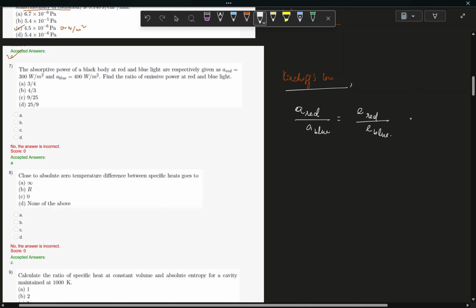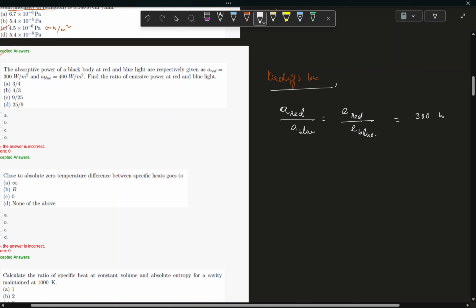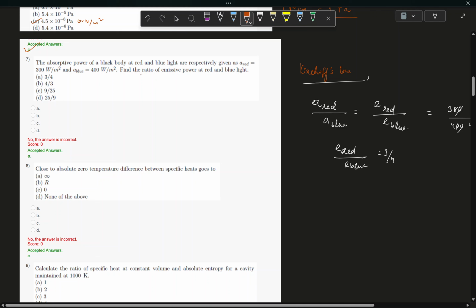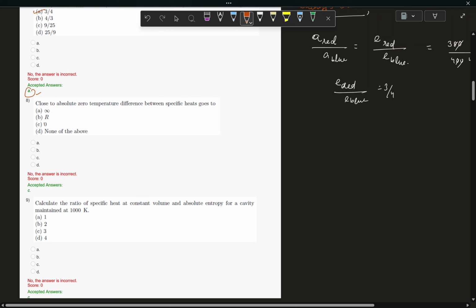Okay, so this is equal to A red is 300 watt per meter square divided by A blue is 400 watt per meter square. So this is 3 by 4 simply. So E red by E blue equal to 3 by 4. So the ratio of absorptive power is the same as the ratio of emissive power, because they are directly proportional, and the ratio value is 3 by 4, which is the correct answer.